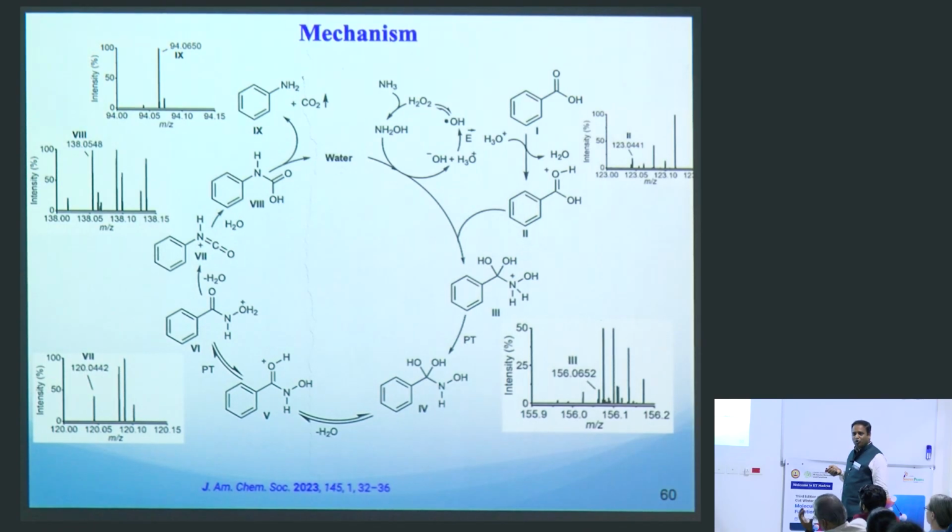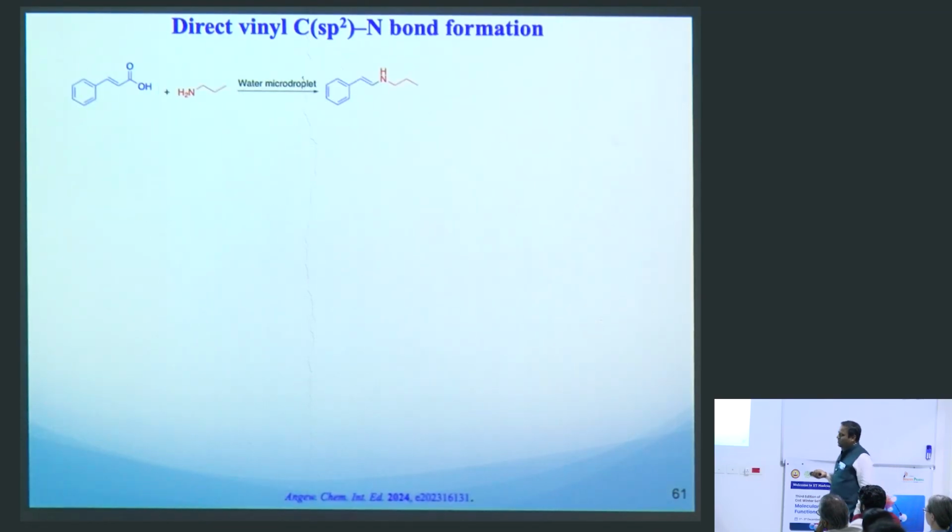During 12th class, I hope you studied Larsen rearrangement. So further Larsen rearrangement, and then leaving the carbon dioxide, one can get the aniline. So all the intermediates have been cleanly proved by using the mass spec analysis. And here I showed carbon-nitrogen bond formation with an aryl system.